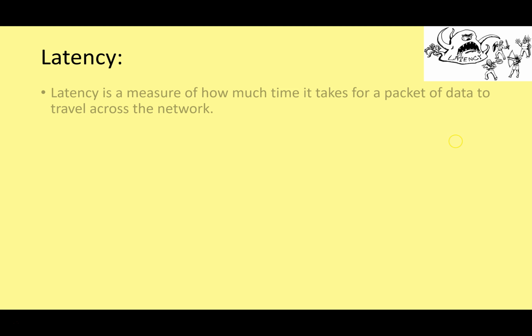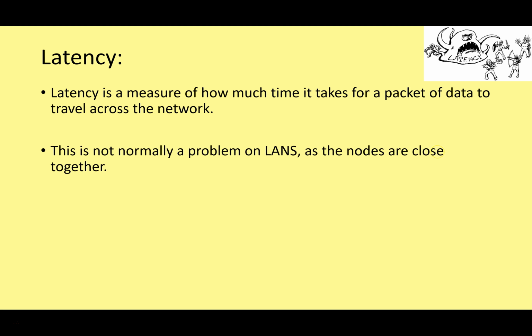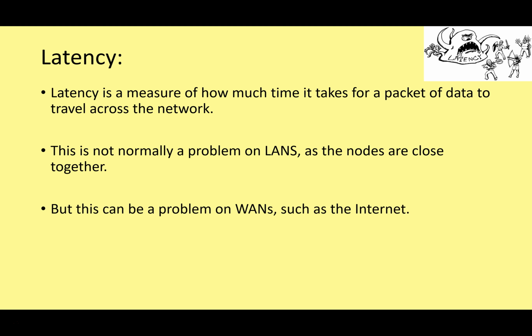Latency, the latency monster. Latency is a measure of how much time it takes for a packet of data to travel across the network. So at the start of the video, we were talking about bandwidth, and people often think bandwidth equals speed, but really latency measures the speed of the network. It's basically how long it takes the data to get from one side to the other across a network. So this is not normally a problem on a local area network, as all the nodes are close together. But this is a bigger problem on wide area networks, especially the greatest wide area network, the internet.